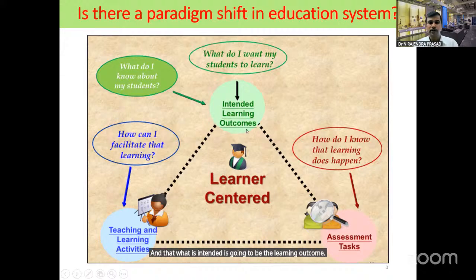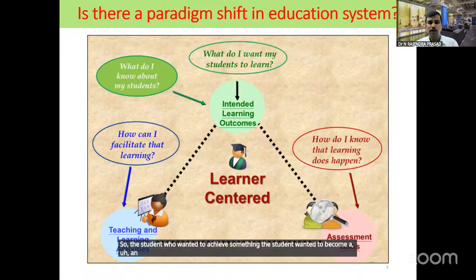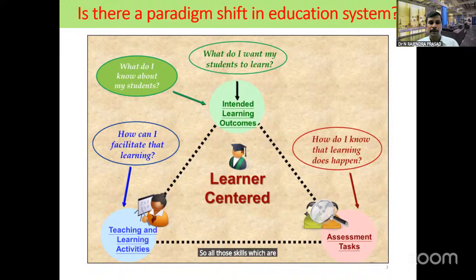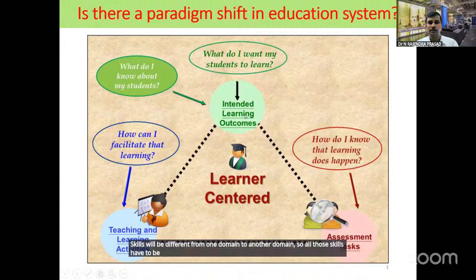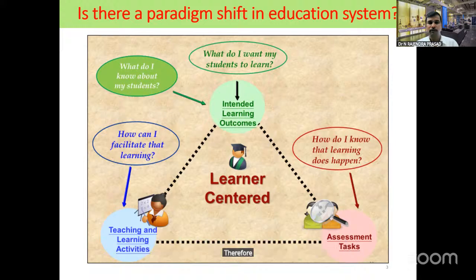So the student wanted to achieve something. The student wanted to become an engineer. The student wanted to become a professor. The student wanted to become a researcher or a scientist. All those skills which are required to become employed, or a researcher, or a scientist will be different from one domain to another. So all those skills are to be taught by the teacher. Therefore, the teacher has a very big responsibility.